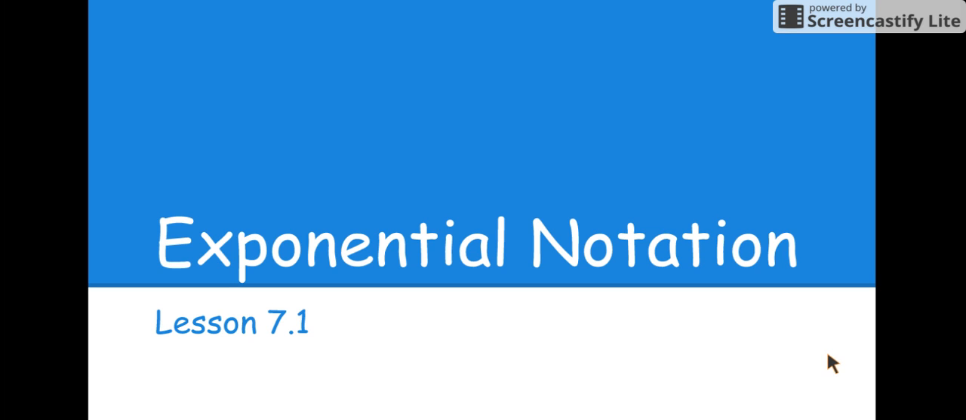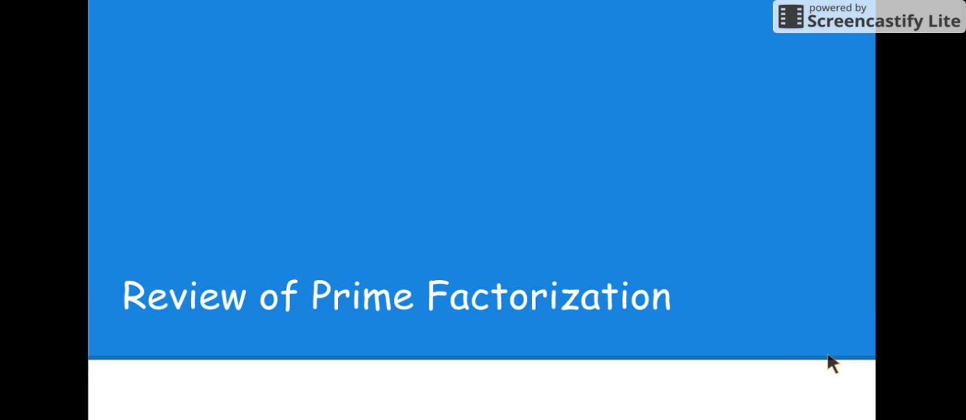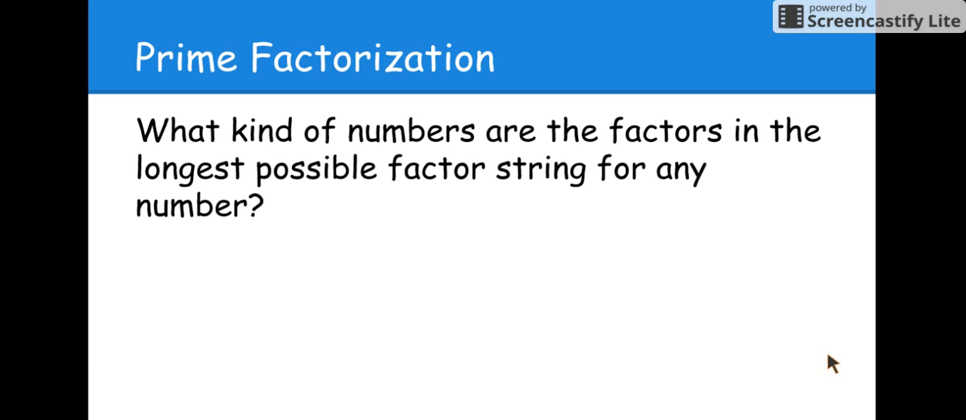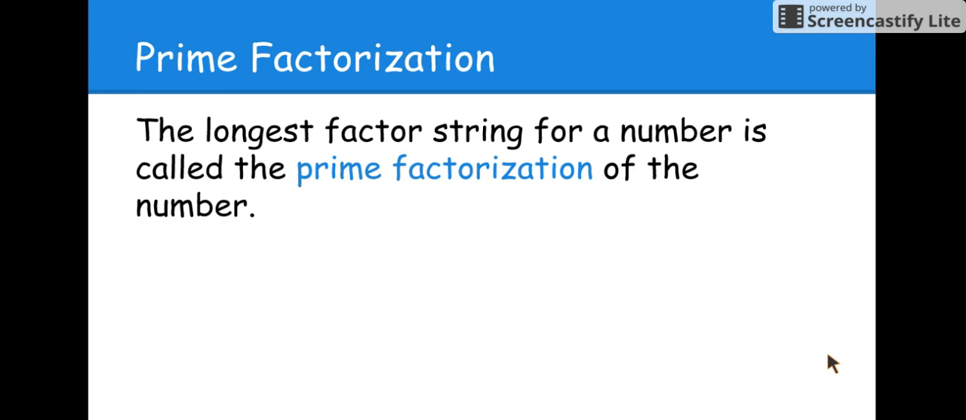Exponential notation. First, let's start by reviewing prime factorization. What kind of numbers are the factors in the longest possible factor string for any number? Prime numbers. The longest possible factor string for a number is called the prime factorization of the number.